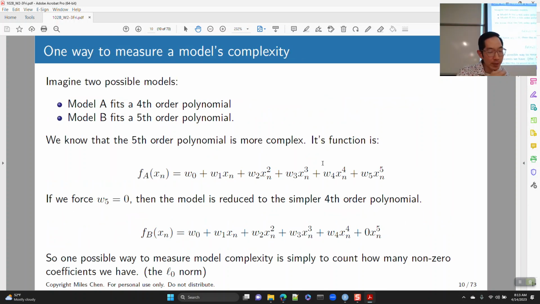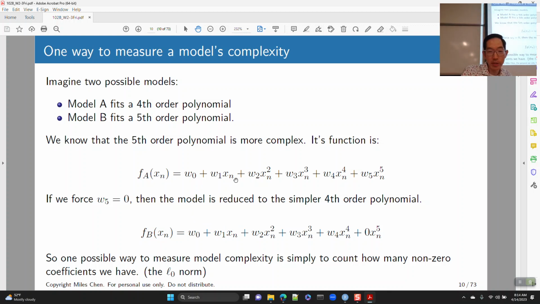All right, so how do we measure a model's complexity? There are a few ideas, so let's keep it simple. Say we're comparing model A with model B. Model A fits a fourth order polynomial. Model B fits a fifth order polynomial. Based on that, we can say the fifth order polynomial is more complicated than the fourth order polynomial, okay?